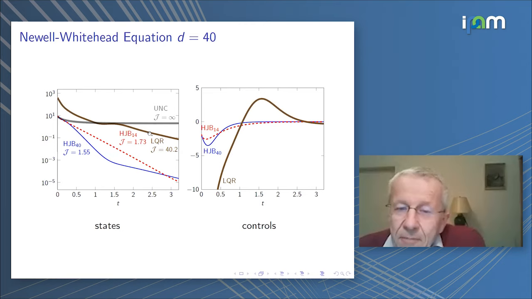Then we look at the brown curve. It's the state corresponding to the linear quadratic regulator control. It goes towards zero, but it is awfully slow. And then we take an HJB-based controller, where the dimension of the discretized state space is 14. And we see that one goes really quite rapidly already. And dimension 40 does better in the transient zone, but far out, it's about the same.